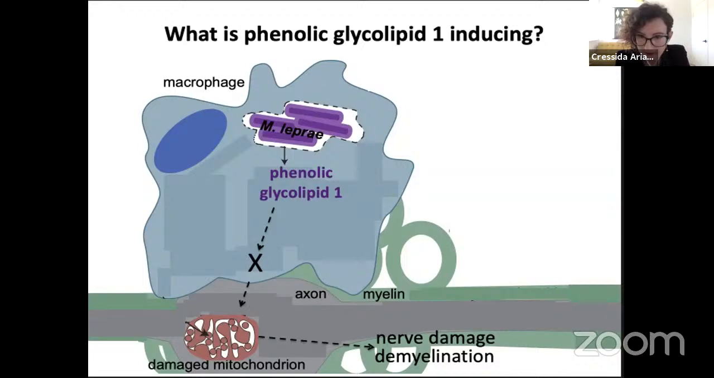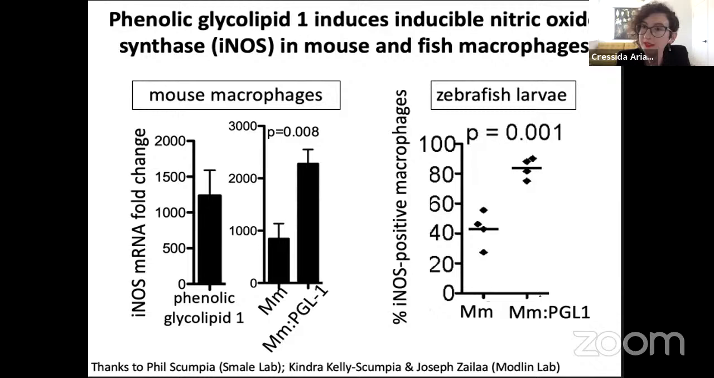So I next went in vitro to try to understand what that factor was that was being induced by PGL1. I treated mouse macrophages with purified lipid. I also infected them with wild type marinum versus marinum expressing PGL1. And in both cases, we saw this massive upregulation of inducible nitric oxide synthase, or iNOS. I then went back into the zebrafish that were injected in the spinal cord with either marinum or PGL1. We saw a big increase in iNOS positive cells in marinum that expressed PGL1, suggesting that this upregulation of iNOS is in response to PGL1 and is maintained in the zebrafish.